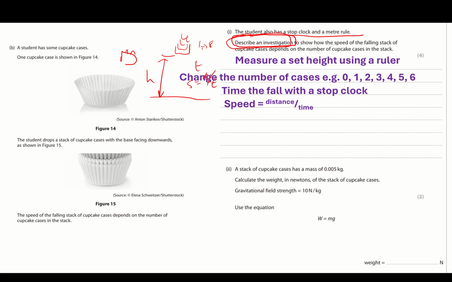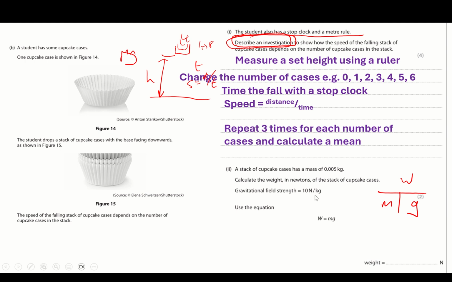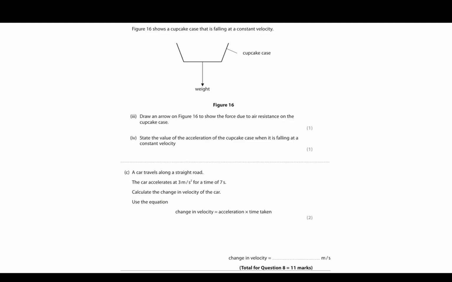Next one, we've got a question on weight. A stack of cupcakes has a mass of 0.05 kilograms. Perfect. That's the unit I want it to be. Calculate the weight, and it tells you the gravitational field strength is 10. So I've just got to copy that, and multiply that by that. Weight equals 0.05 times 10, which is 0.5. Really easy question. That's a give me that. On to the next one.